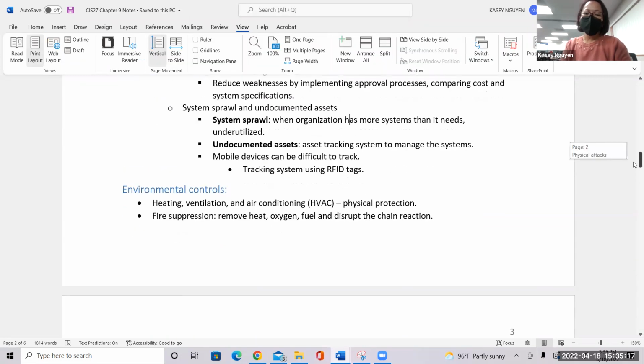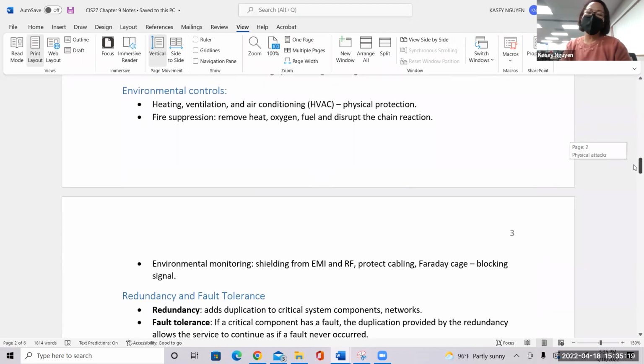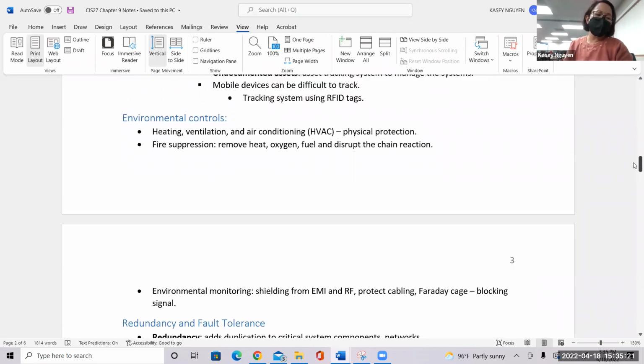Okay, so the next section talks about environmental control. That's the bottom of page 2, going to page 3. Okay, EMI, interference of radio frequency.